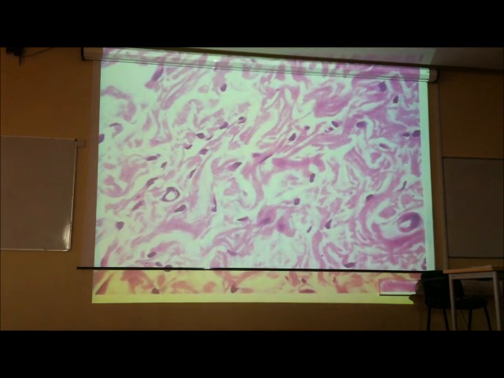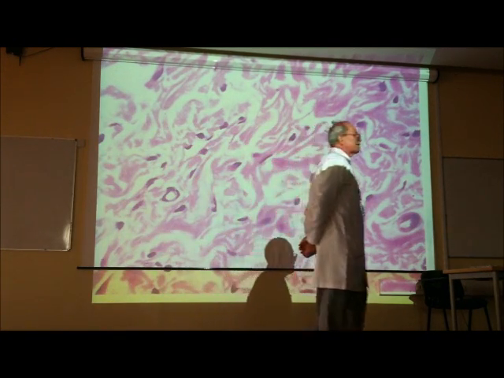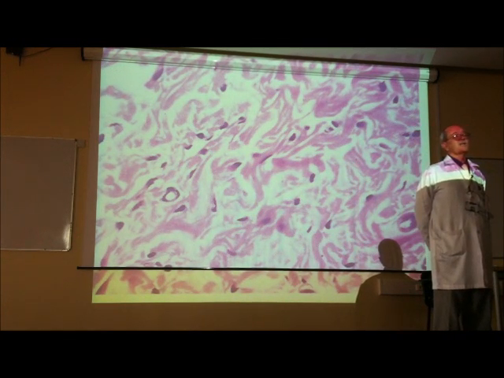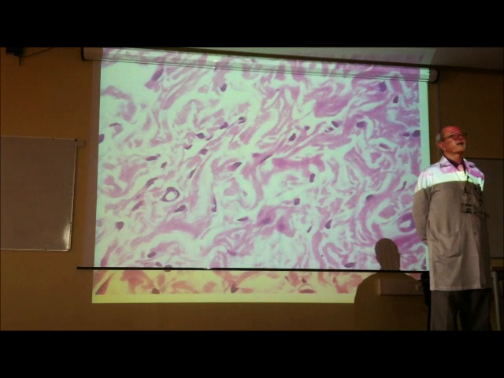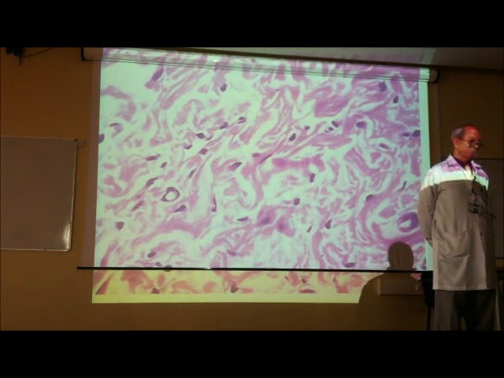Which type of tissue is this? Dense. Dense what? Regular or irregular? Irregular connective tissue. Dense. Where can you find it? In which layer of skin? Because the epidermis is stratified squamous keratinized, while the dermis is dense irregular connective tissue, while the hypodermis is rich in adipose tissue. Okay?